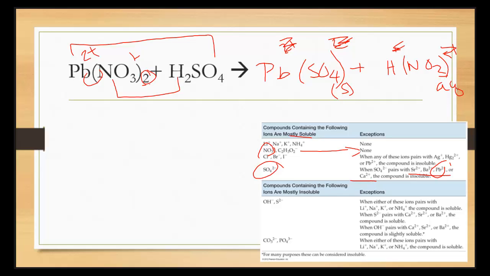Now we want to make sure it's balanced. We have one lead, 2 nitrates. We only have one over here, so we're going to multiply this one by 2. 2 hydrogens. Because of that 2 in front, we now have 2 hydrogens. And 1 sulfate. And that's how you do precipitation reactions.